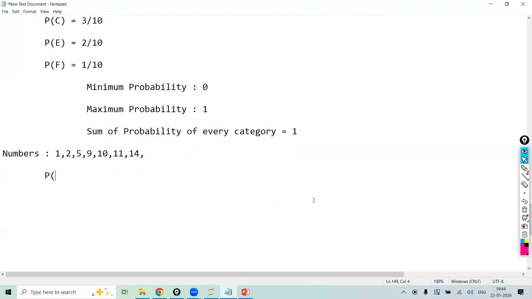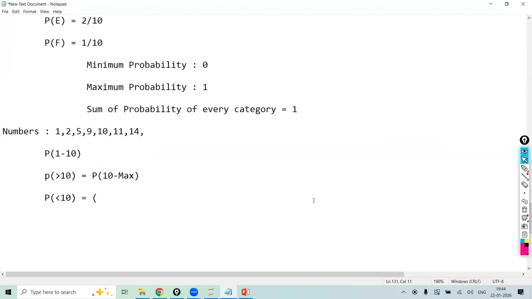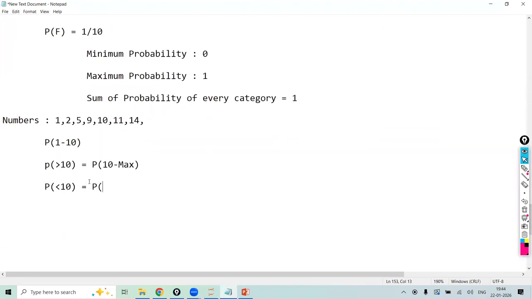Discrete variables will have single values. For continuous variables, we are going to calculate the probability from start to end, so we give some range. What is the probability of 1 to 10? What is the probability of greater than 10? Greater than 10 means the probability of 10 to maximum. That is also a range. What is the probability of less than 10? Less than 10 means the probability of minimum value to 10. That is the meaning.